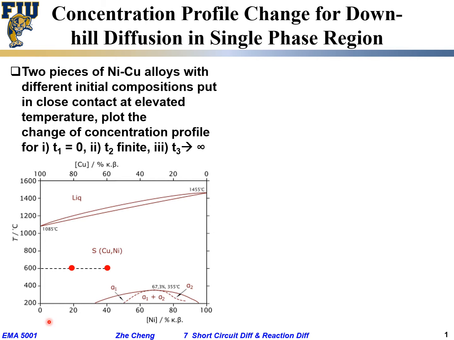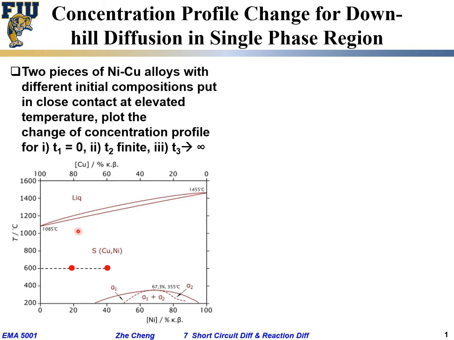Left side is, I think this side is pure copper, sorry. The other side is pure nickel. How do I know? Well, the top is copper percentage, bottom is nickel percentage, 100% is nickel on the right side, 100% copper on the left side. Okay, of course, copper has a lower melting temperature than nickel.